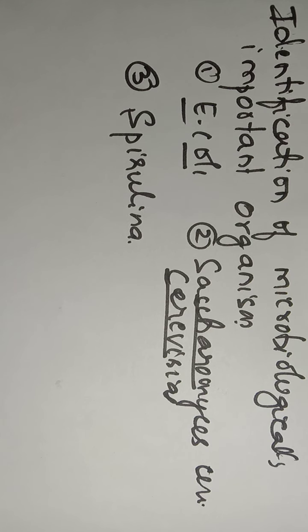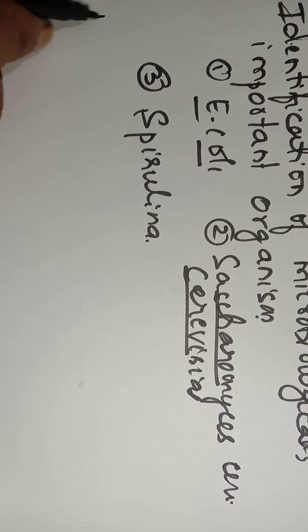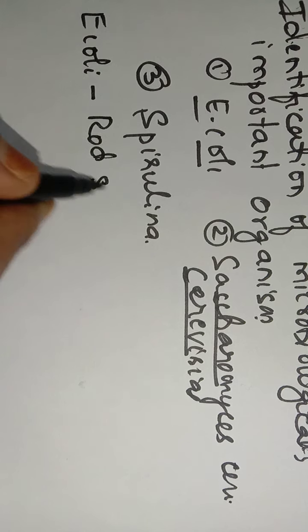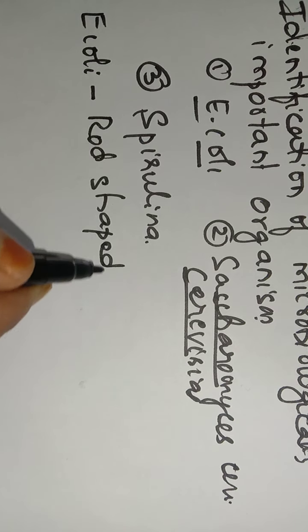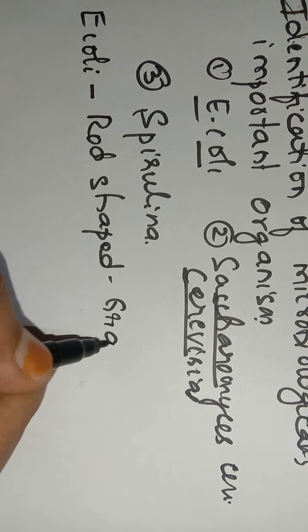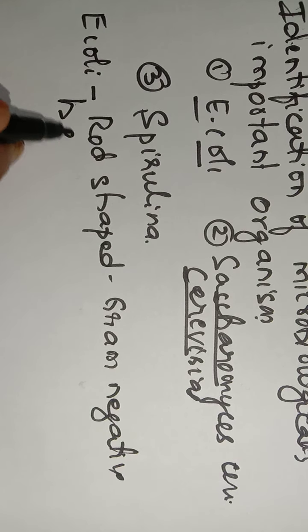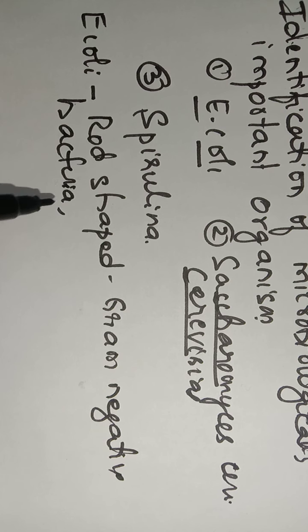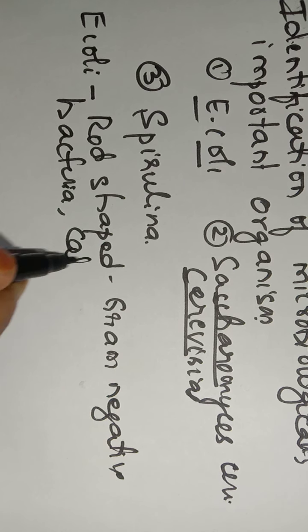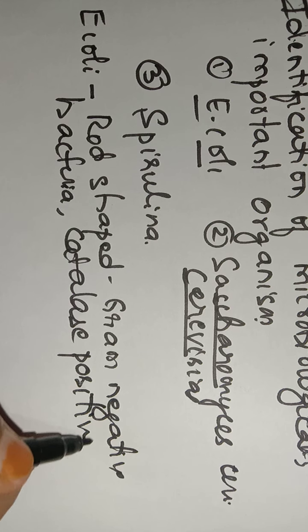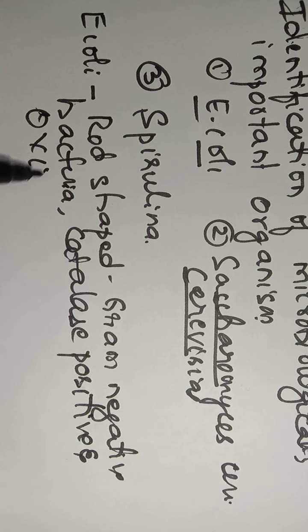As we have seen in the images, E. coli you can identify because of its rod shaped structure, and it is a characteristic feature. It's a gram negative bacteria, and this particular bacteria is catalase positive and oxidase negative.